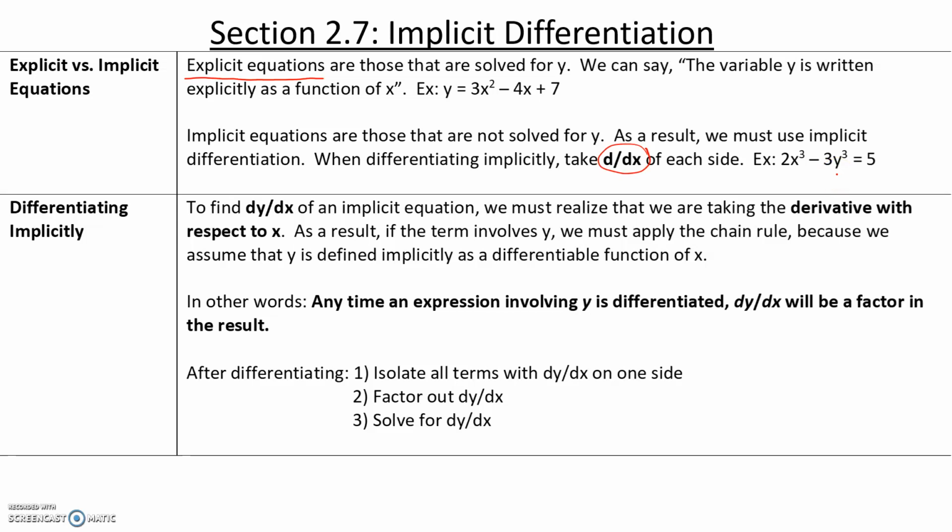To find dy/dx, or the derivative of an implicit equation, we must realize that we are taking the derivative with respect to x. As a result, if the term involves y, we must apply the chain rule because we assume that y is defined implicitly as a differentiable function of x. And that sounds complicated. I'll simplify it a little bit later on. In other words, anytime an expression involving y is differentiated, dy/dx will be a factor in the result.